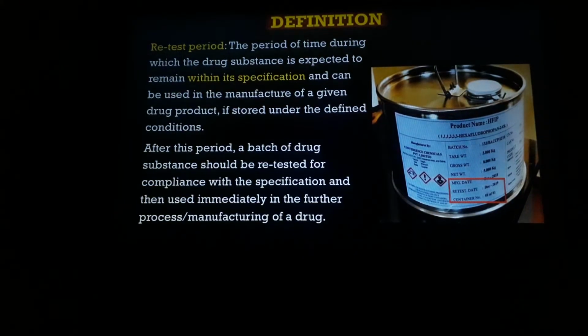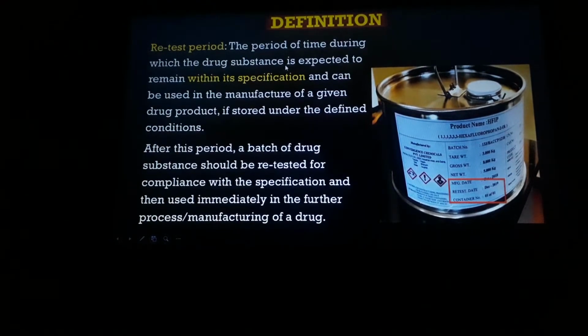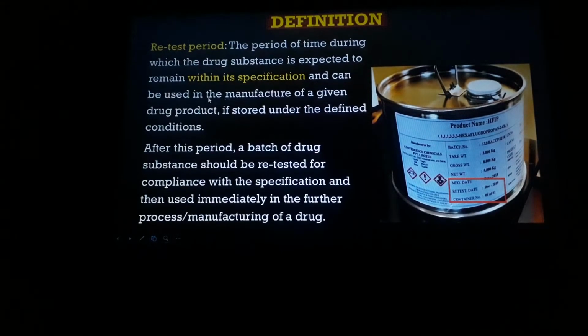And we'll see the definition part: what is the retest period? The period of time during which the drug substance is expected to remain within its specification and can be used in the manufacture of a given drug product, if stored under the defined conditions. It means the date which we propose for a drug substance. This retest period is mostly proposed for raw materials, packing materials, intermediates, and drug substances.